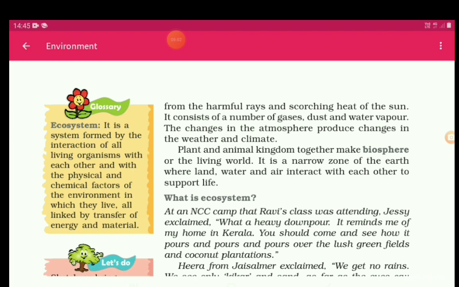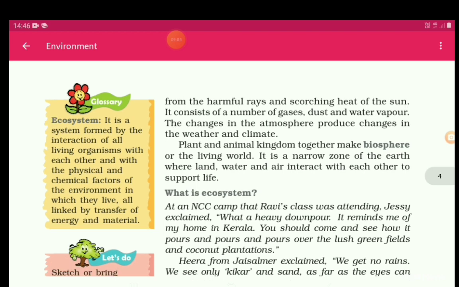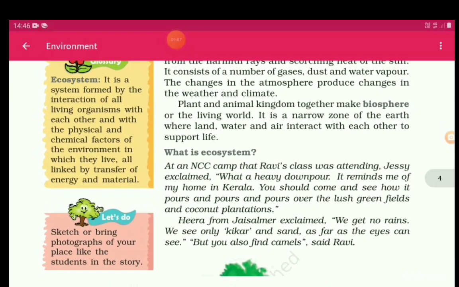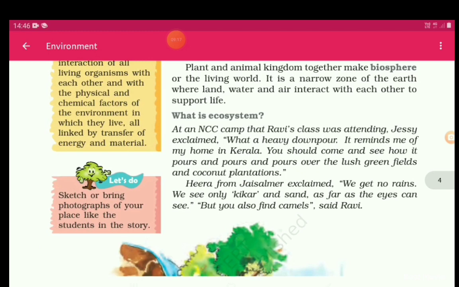Plant and animal kingdom together make the biosphere or the living world. It is a narrow zone of the earth where land, water and air interact with each other to support life. Now let us read what is an ecosystem.